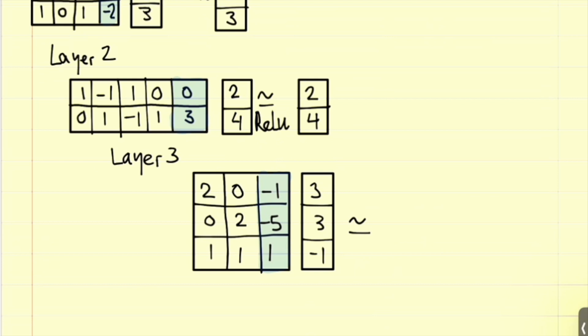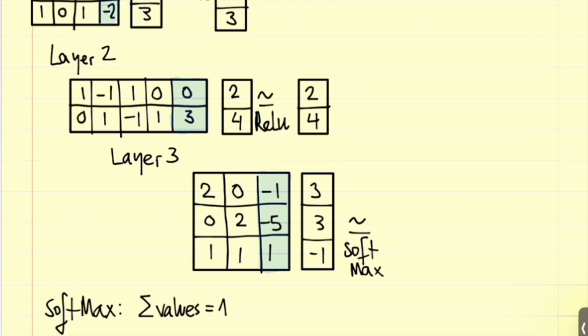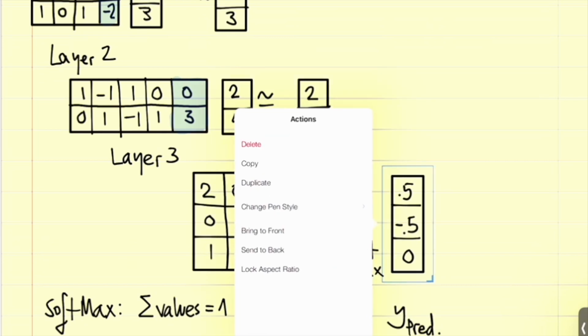Okay, so here we apply softmax. The softmax does a normalization so that all values add up to 1, which would be the same as saying this transforms into a vector of 0.5, -0.5, and 0. This is the predicted value, and this is the real value.